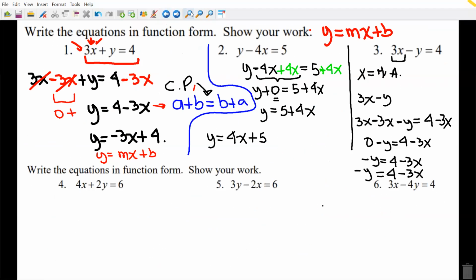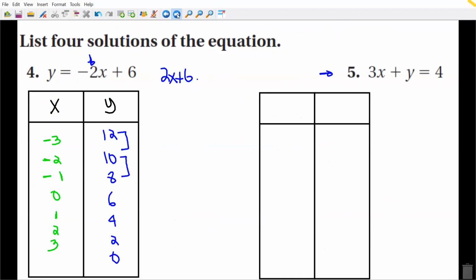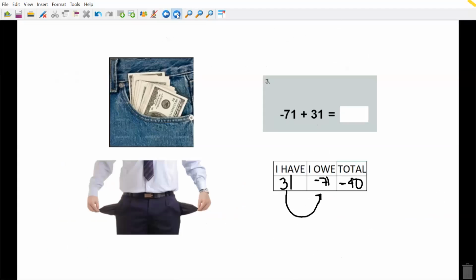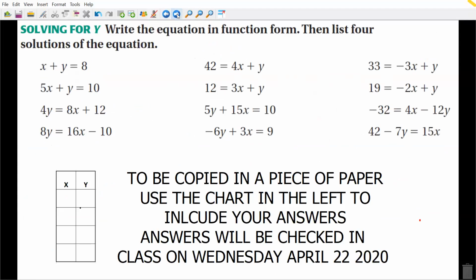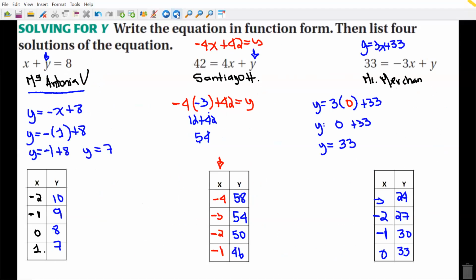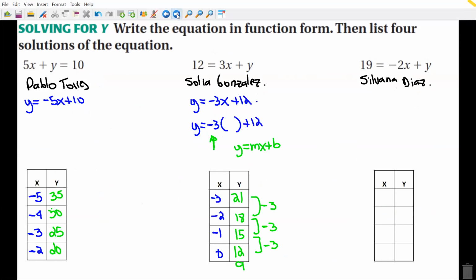Positive and negative relations, positive and negative relationships, right? You will be able to find that every time you have a negative m, it's going to be a negative relation. Every time you have a positive m, it's going to be a positive. Okay? Silvana Diaz, are you ready?